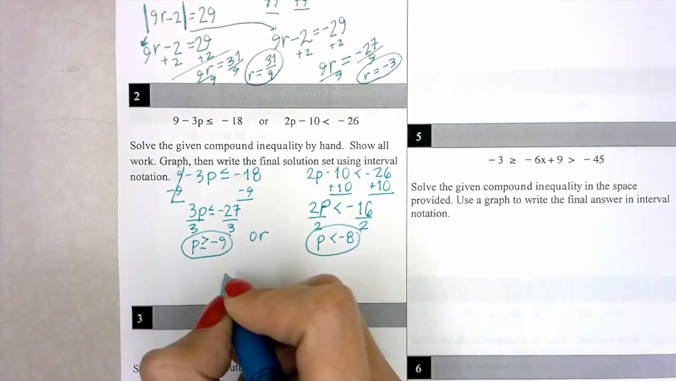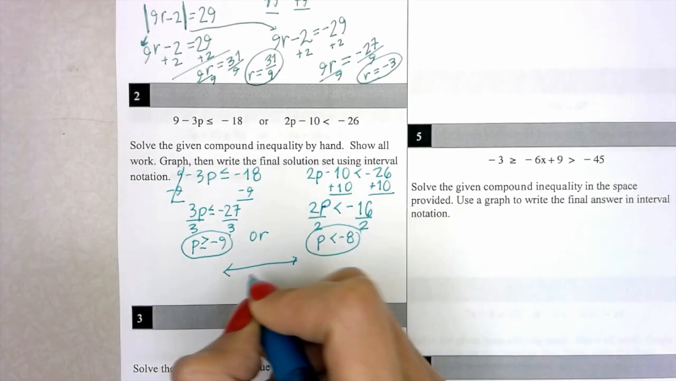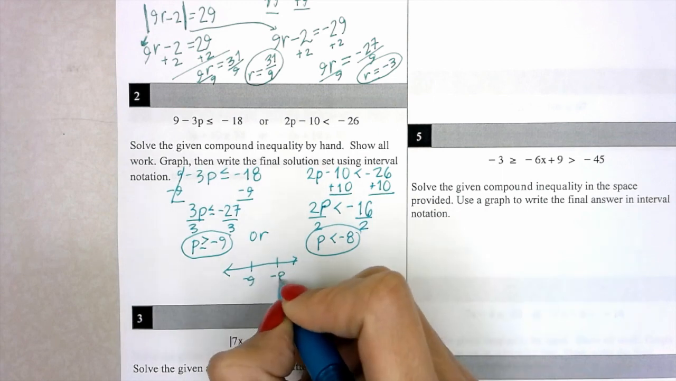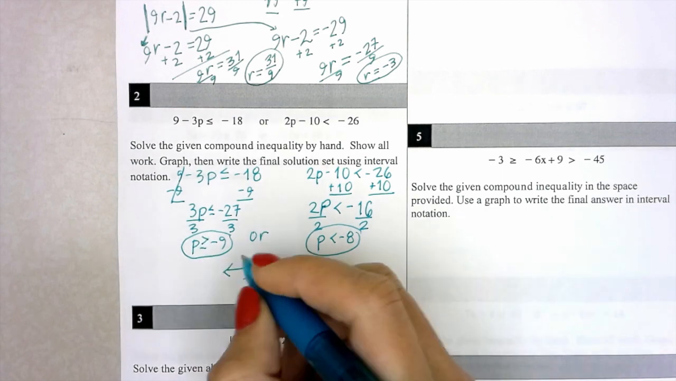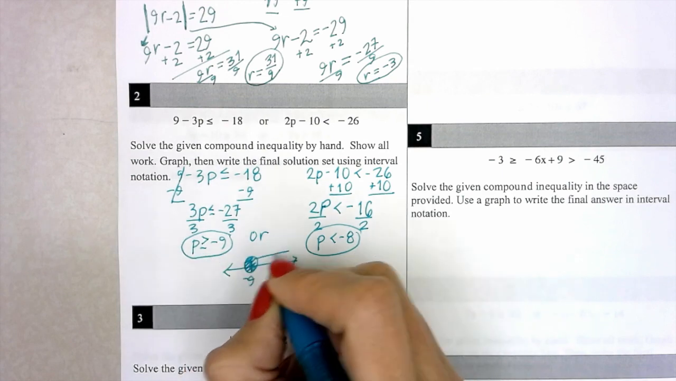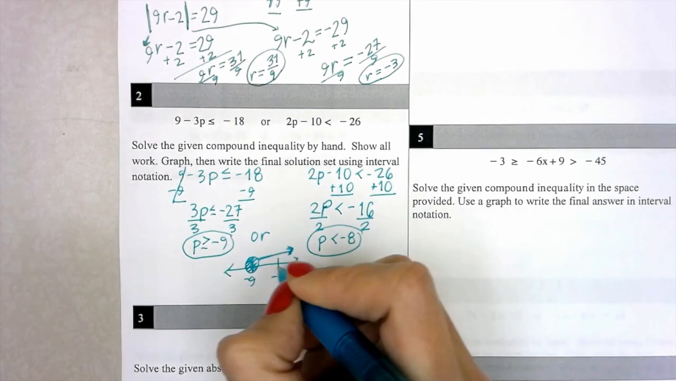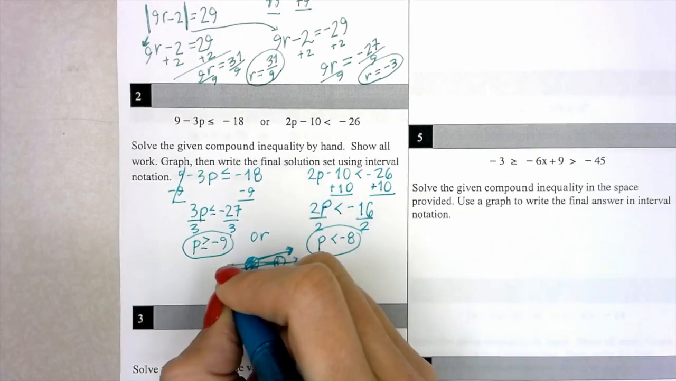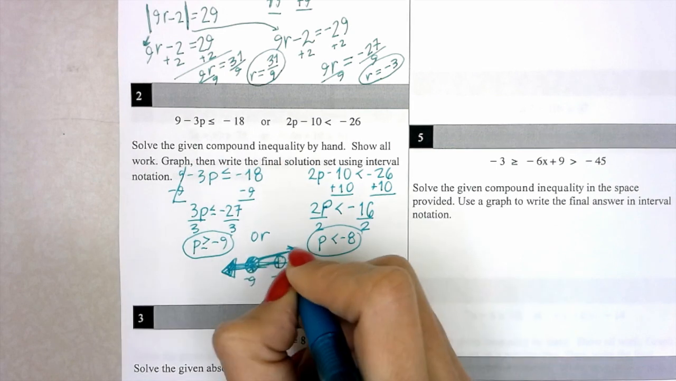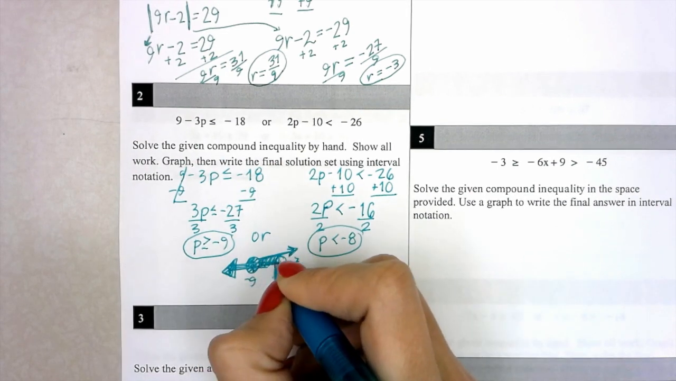Very important. Here is the negative 9. Here is the negative 8. Here's negative 9. I can be greater than or equal to negative 9, or I can be less than negative 8. Or if this said and, it would only be the space in the middle.